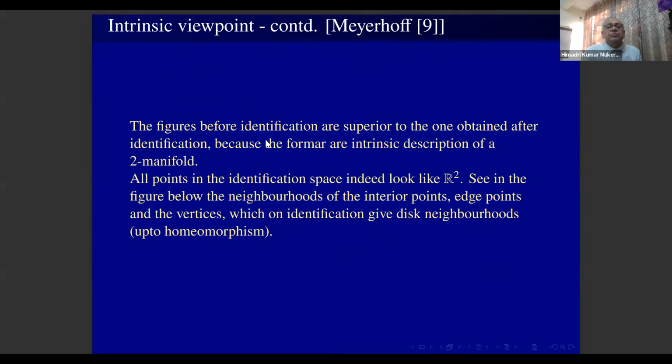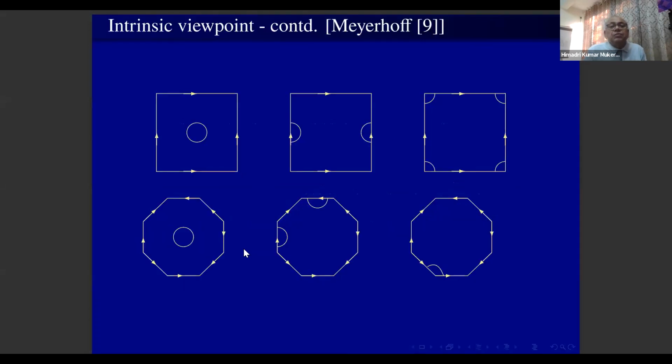So the figures before identifications are superior to the ones obtained after identification, because the former are intrinsic descriptions of a two-manifold. All points in the identification space indeed look like R2. See in the figure below the neighborhoods of the interior points, edge points, and the vertices, which on identification give disk neighborhoods up to homogeneity.